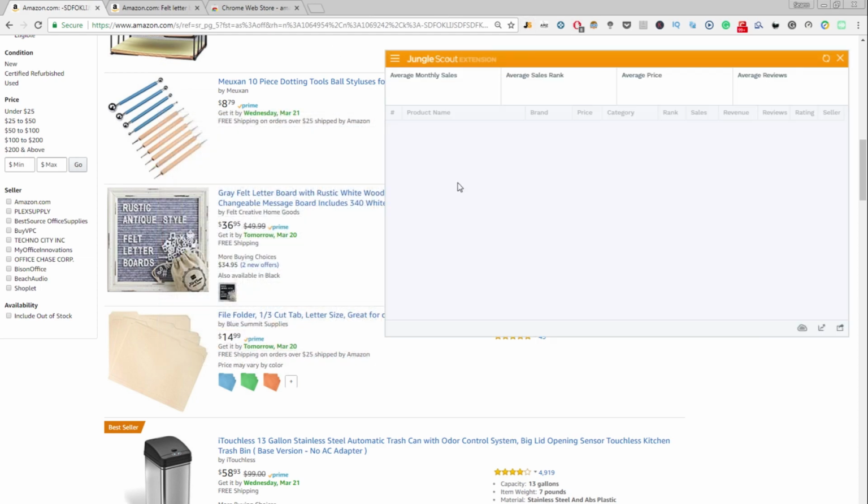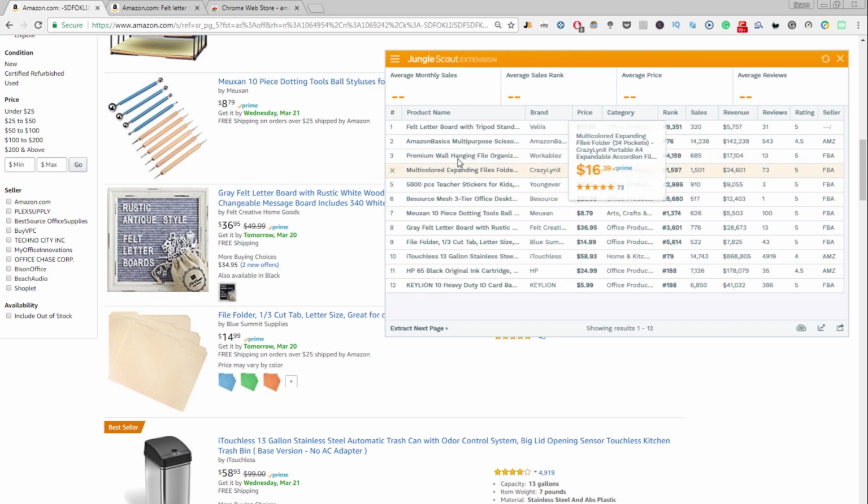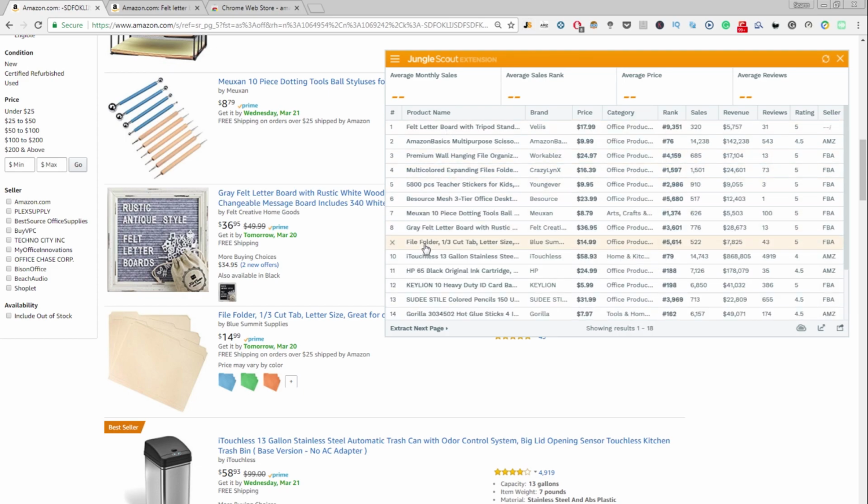So then the next step is to pull out the Jungle web extension and look at the numbers, see if they fit our criteria. So there's a felt letter board, but that's not the one we're looking at. We're looking at the gray one right here. $36.95. 776 sales with 13 reviews. He's making around 30K in revenue. So we'll say about $15,000 in profit per month. That is pretty nice. Okay, and that's just with one product.